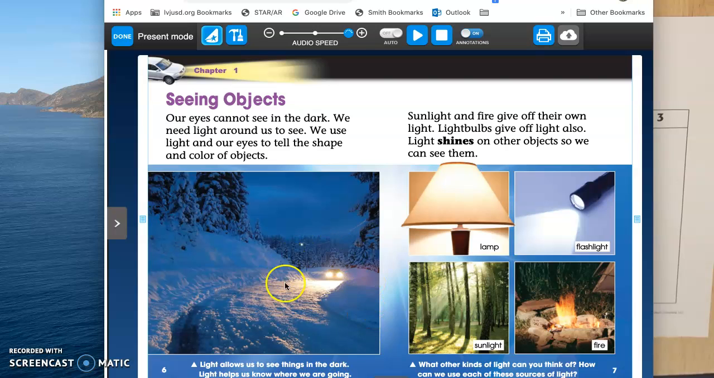Okay, and what can you see in this picture that's giving off light? What other kinds of light can you think of? How can we use each of these sources of light? Think about times when you use a lamp, a flashlight, sunlight, and fire. All four of those give off light.